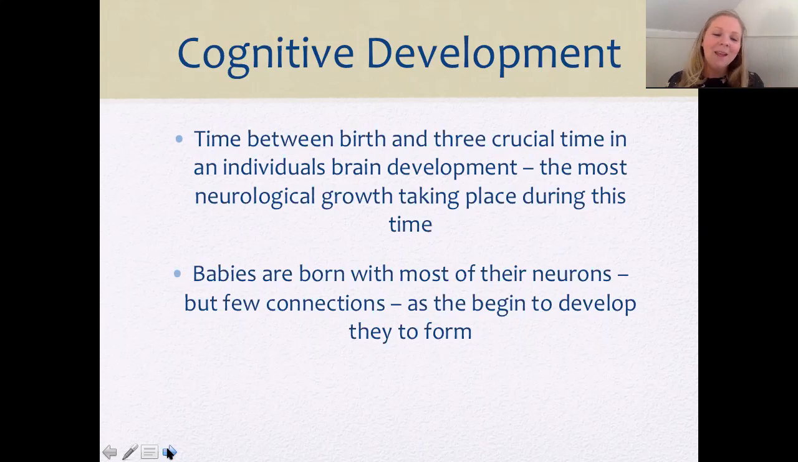Crazy, right? So babies are born with most of their neurons. So they're in there, okay? When they're born, they're in there, but there's not many connections. Those connections begin to develop as the child develops, so there are neurons, but they're not connected. They're in the brain, and the connections start to form as the child develops.